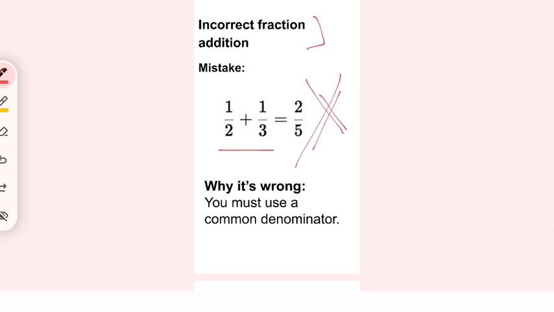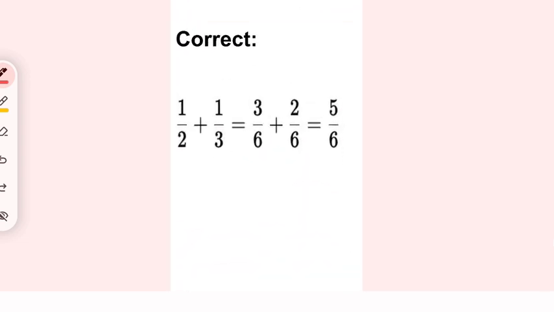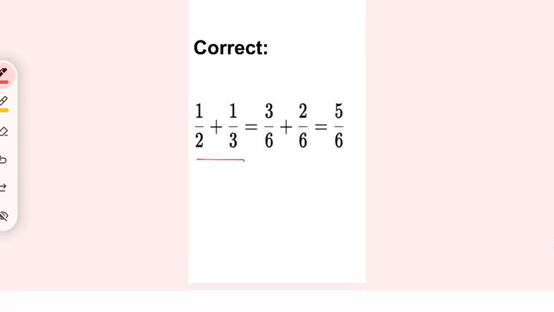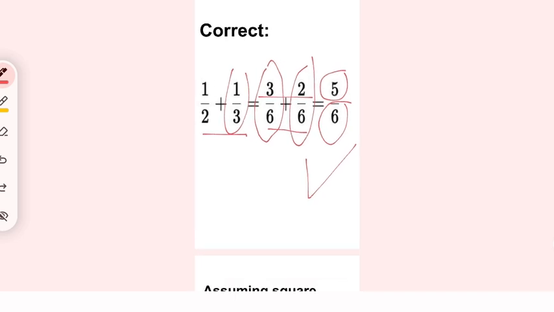So why is it wrong? Because in this case, you must use a common denominator to add the two fractions, 1/2 and 1/3. So the correct approach would be like this. For 1/2 plus 1/3, the LCD is 6. So 1/2 is 3 over 6, and 1/3 is 2 over 6. And now you can add the fractions. 3 plus 2 is 5, and the denominator is 6. So that would be the correct answer, 5 over 6.